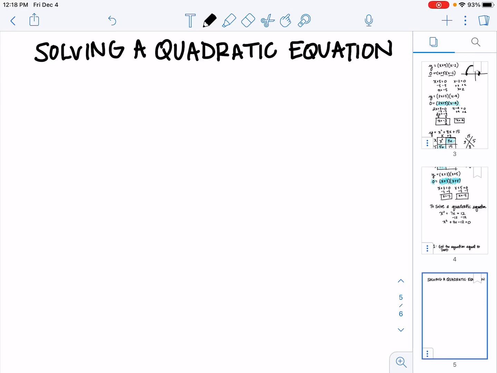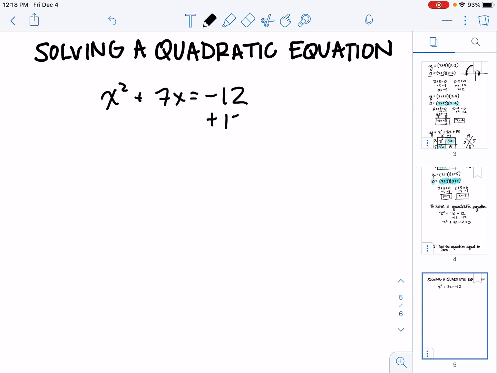Okay, let's say we are tasked with solving a quadratic equation. Let's say we have something like x squared plus 7x is equal to negative 12. Now, that may seem really intimidating to start, but it's really not much different than what we've been doing before. So, our first thing we're going to do is get our equation equal to 0. So, step 1 is get your equation equal to 0.